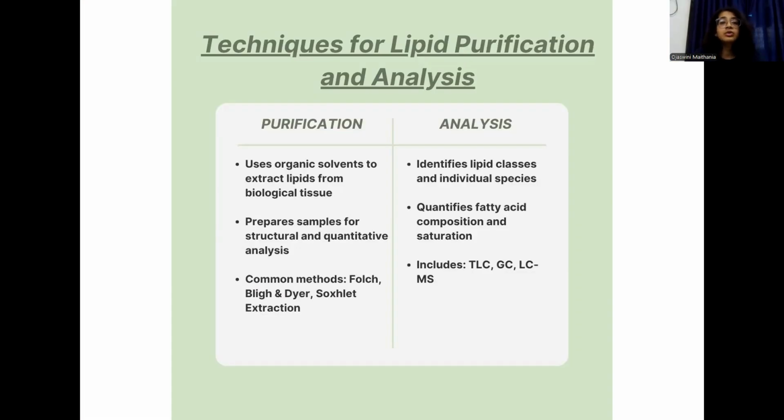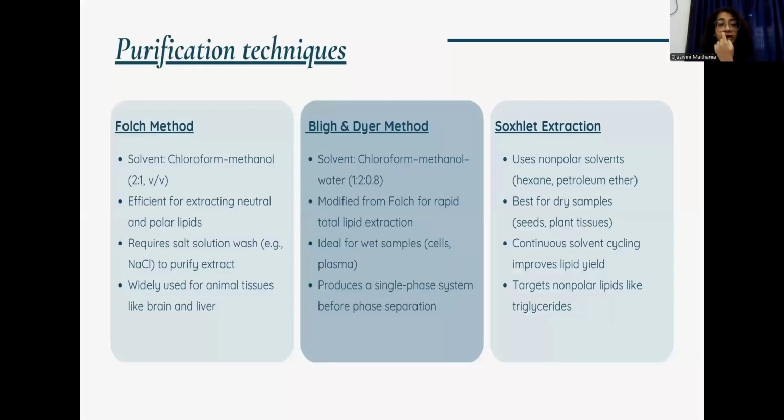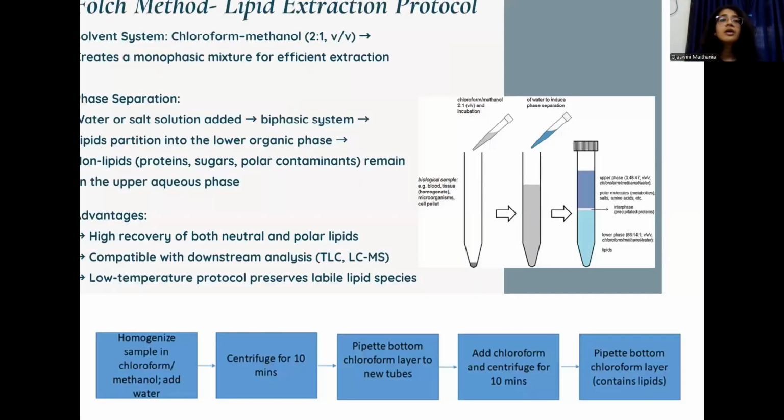But not the least, let us take a look at some of the techniques used for lipid purification and analysis. Starting with purification. Here are some of the most widely used techniques for lipid purification, that is the Folch method, the Bligh and Dyer method, and the Soxhlet extraction. Now, the Folch method is one of the most widely used methods for lipid purification. Firstly, the biological sample containing lipids is homogenized in a 2 to 1 volume by volume ratio of chloroform and methanol. It is then followed by the addition of water or saline to induce phase separation.